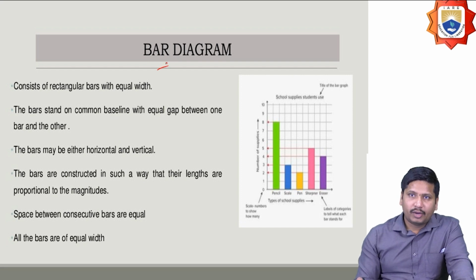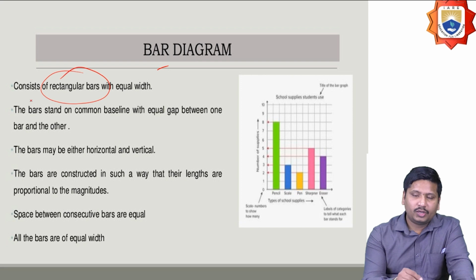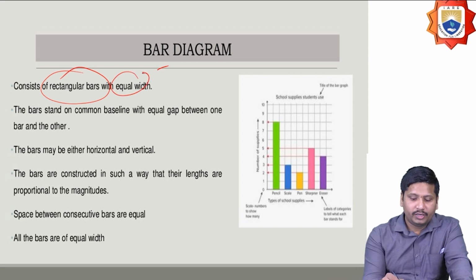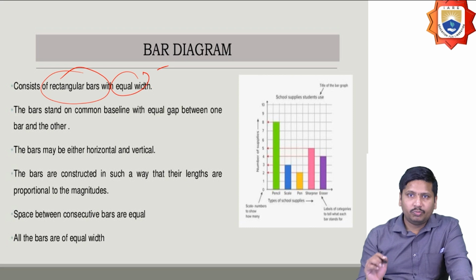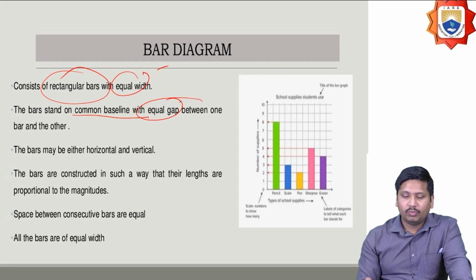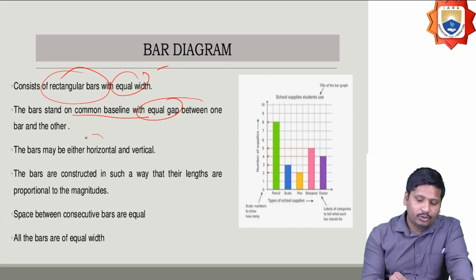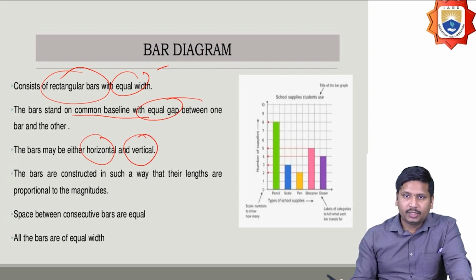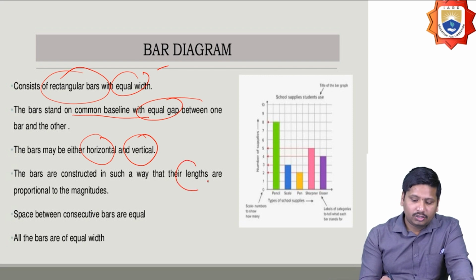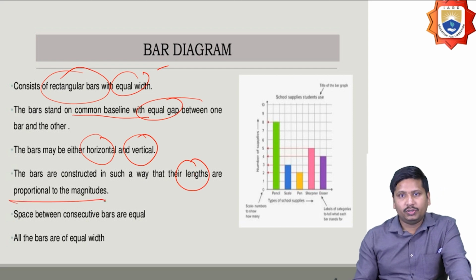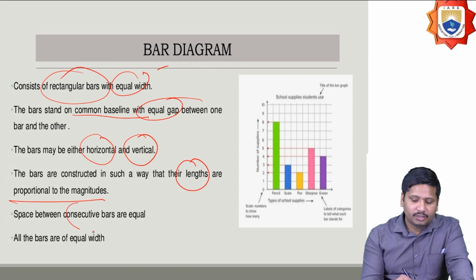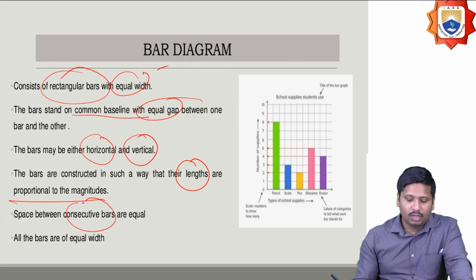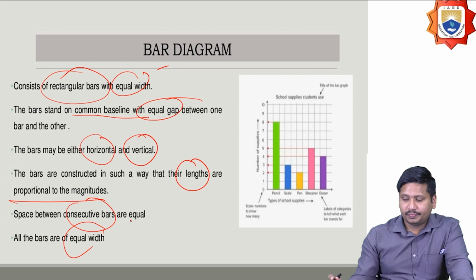Okay, so the next one is the bar diagram. For this bar diagram, you can construct rectangular bars of equal width, and all the bars should stand on a common baseline with an equal gap between the two bars. These bars can be represented in a horizontal way, or in a vertical way, and they are constructed in such a way that the lengths are proportional to the magnitude. The space between two consecutive bars should be equal, and all the bars should be of equal width.